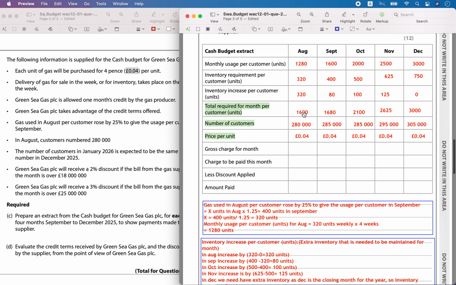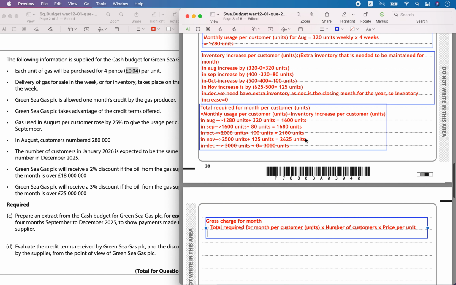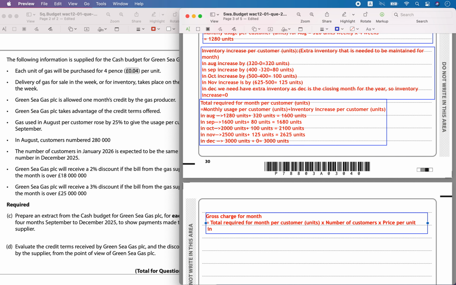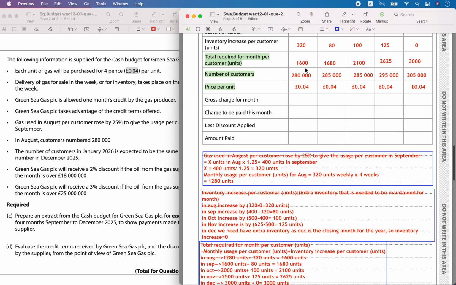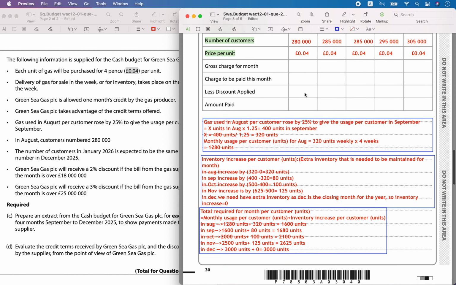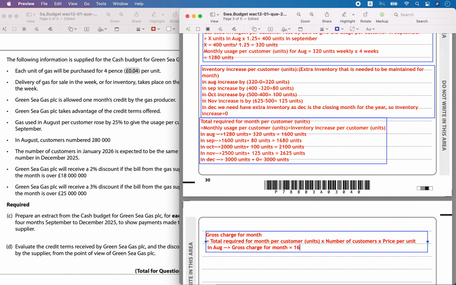So that is going to be equal to, in the month of August, 1600 times 280,000 times 0.04.